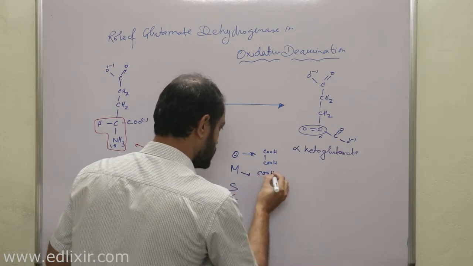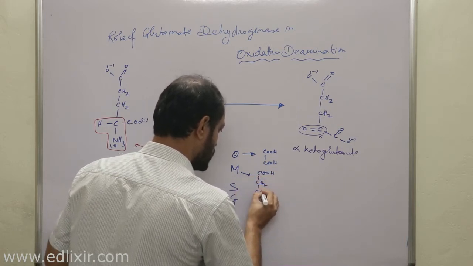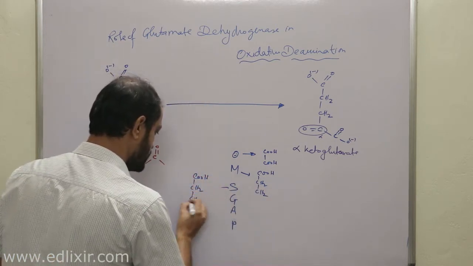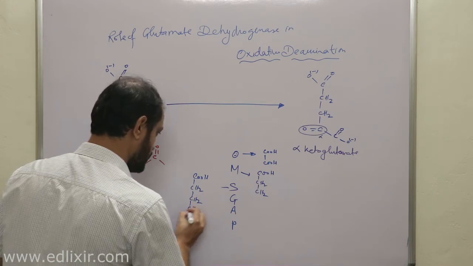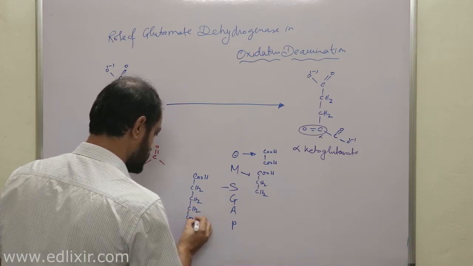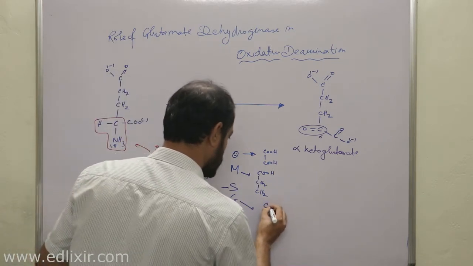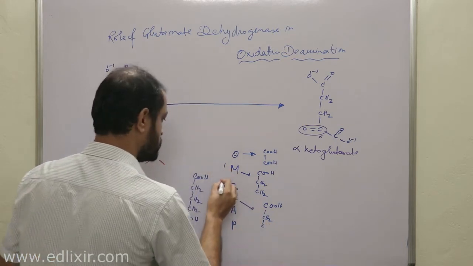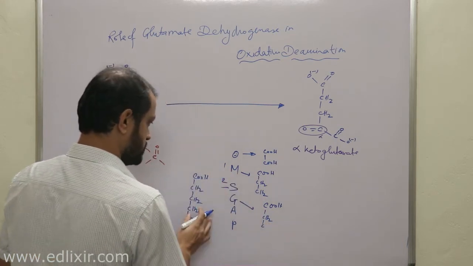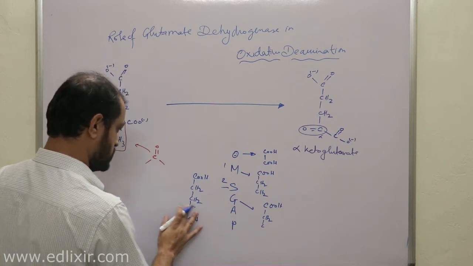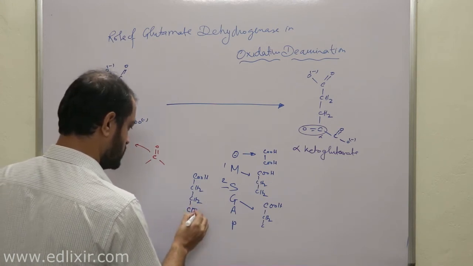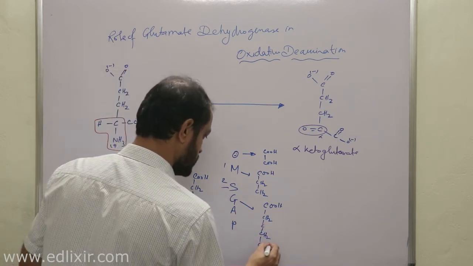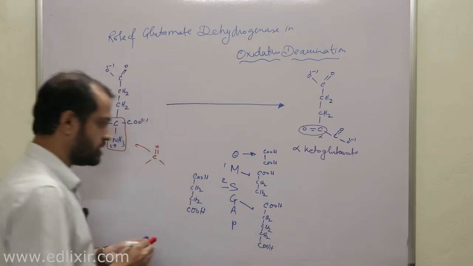Here we introduce one CH2, and again another CH2 here. Now glutarate, or glutaric acid. This is 1 CH2, this is 2 CH2, right? Sorry, I have accidentally drawn the glutarate already. So this is your glutaric acid.